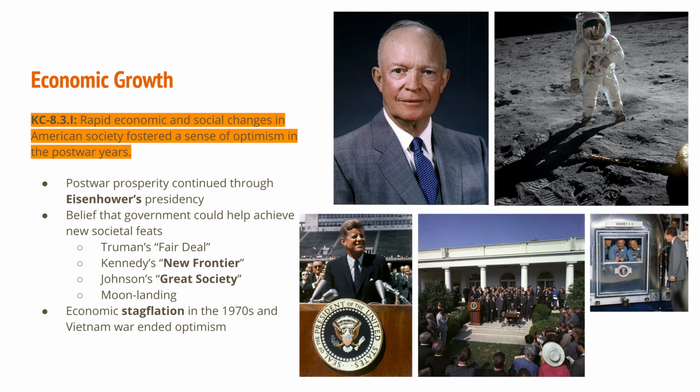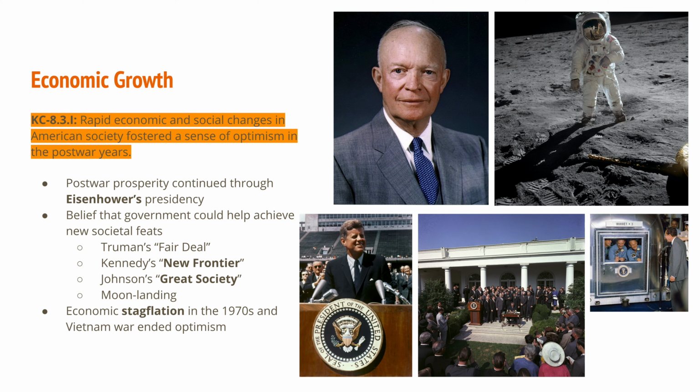Now, by the 1970s, we are going to see some weaknesses in the economy that are due to some outside influences like the OPEC oil embargo of the 1970s, and it's going to lead the US into an economic situation that's called stagflation. That means that there is not economic growth, so it's stagnant. The economy is not growing. And at the same time, there's also inflation.